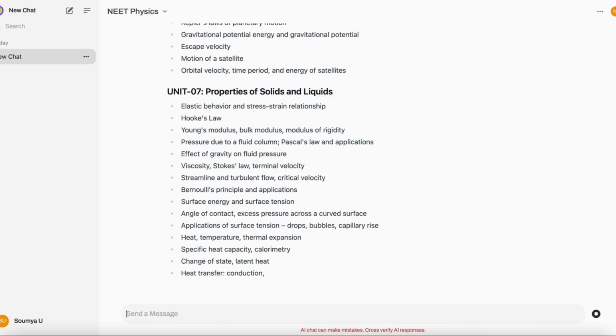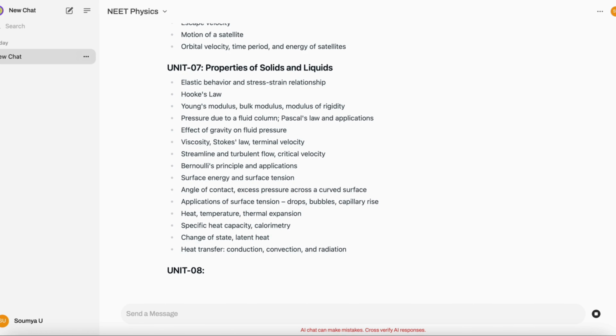Modulus, Modulus of Rigidity, Pressure due to a fluid column, Pascal's Law and Applications, Effect of Gravity on Fluid Pressure, Viscosity, Stokes' Law, Terminal Velocity, Streamline and Turbulent Flow, Critical Velocity, Bernoulli's Principle and Applications, Surface Energy and Surface Tension, Angle of Contact, Excess Pressure across a curved surface, Applications of Surface Tension, Drops, Bubbles, Capillary Rise, Heat, Temperature, Thermal expansion, specific heat capacity, calorimetry, change of state, latent heat, heat transfer, conduction, convection, and radiation.